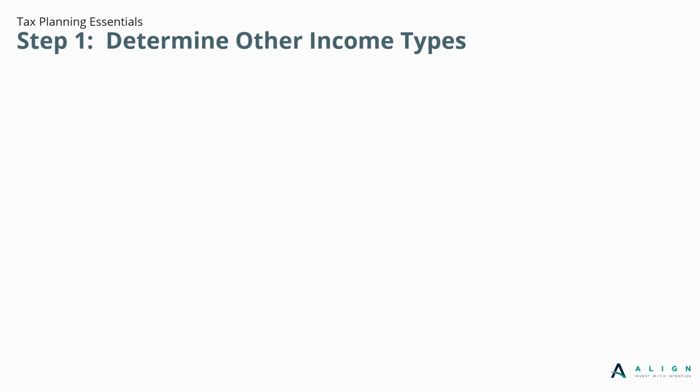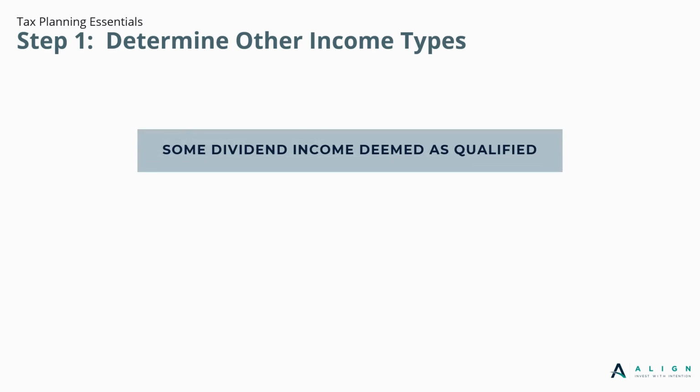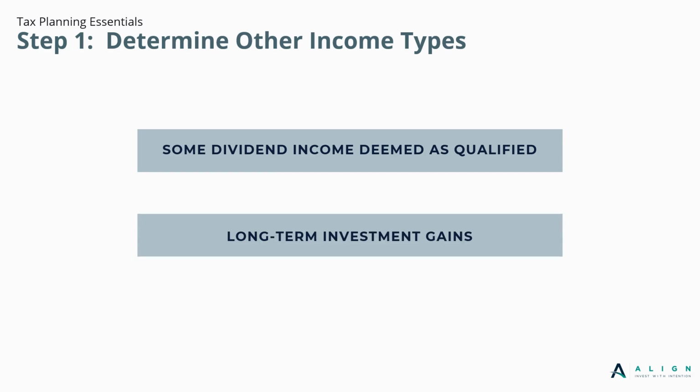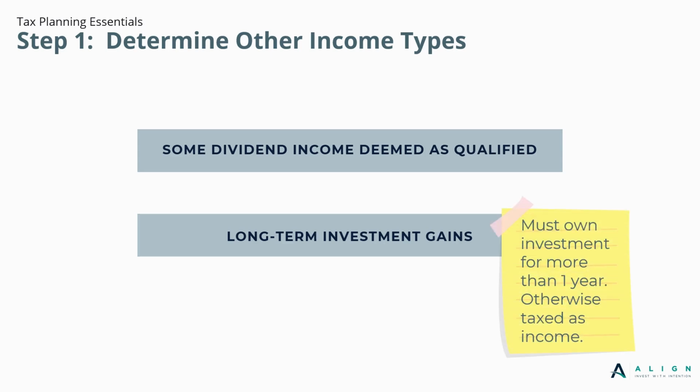Unlike ordinary income, there are some forms of income that receive more favorable tax treatment, including specific types of investment dividends deemed as qualified. This is reported automatically on your tax document. If your investment dividends are qualified, you pay tax at the lower capital gains tax rate. Because qualified dividends are not the most common form of dividend payment, be sure to check with a tax advisor regarding your situation. Also, long-term investment gains are taxed at the lower capital gains rates. To qualify, you must own the investment for more than 1 year.